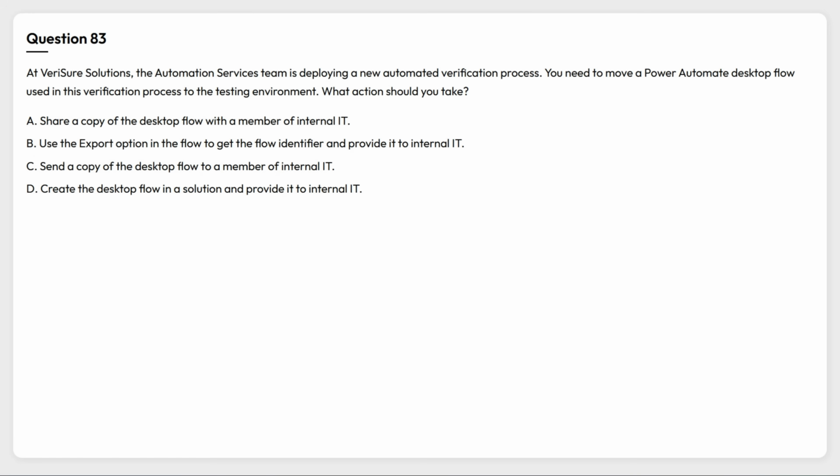Option A. Share a copy of the desktop flow with a member of internal IT. Option B. Use the export option in the flow to get the flow identifier and provide it to the internal IT. Option C. Send a copy of the desktop flow to a member of internal IT. Option D. Create the desktop flow in a solution and provide it to internal IT.